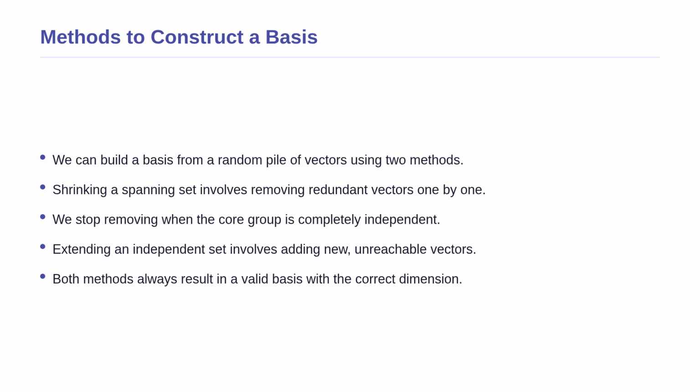If you have a large set that covers the whole space but has too many vectors, you test them one by one and throw away any vector that can be built out of the others until only an independent core remains. The second method is extending an independent set. Here, you start with a small group of independent vectors that do not yet span the space. You look for a new vector that cannot be reached by your current set and add it in, repeating until the space is fully spanned. Both methods guarantee a perfect basis.